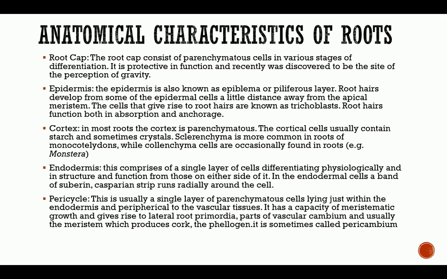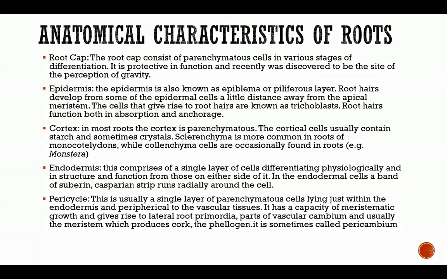Now, anatomical characteristics of the roots. We have the root cap. We talked about the root cap. It consists of parenchymatous cells in various stages of differentiation. It is protective in function and recently was discovered to be the site of the perception of gravity. For a root to move towards gravity, it is the root cap that is a site of sensitivity that tells you the direction of gravity.